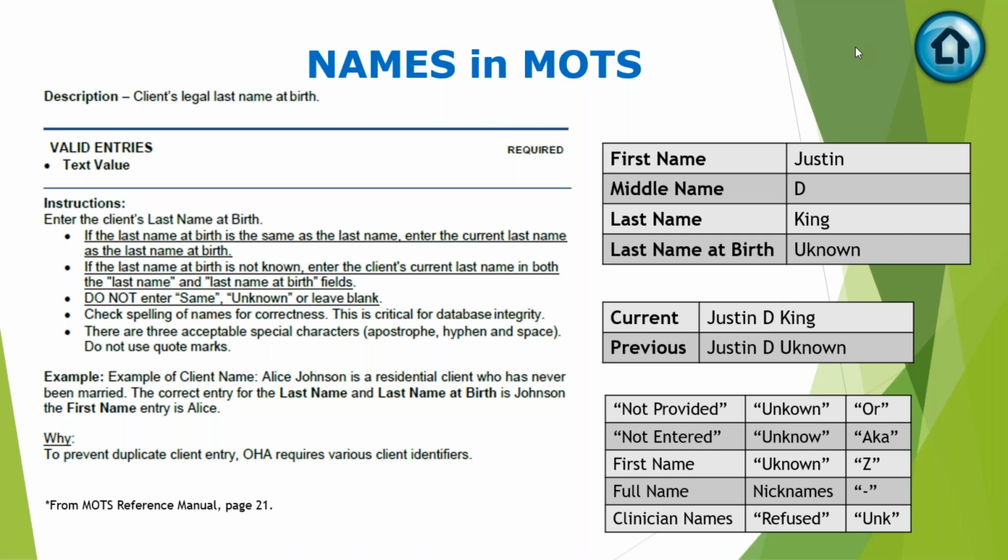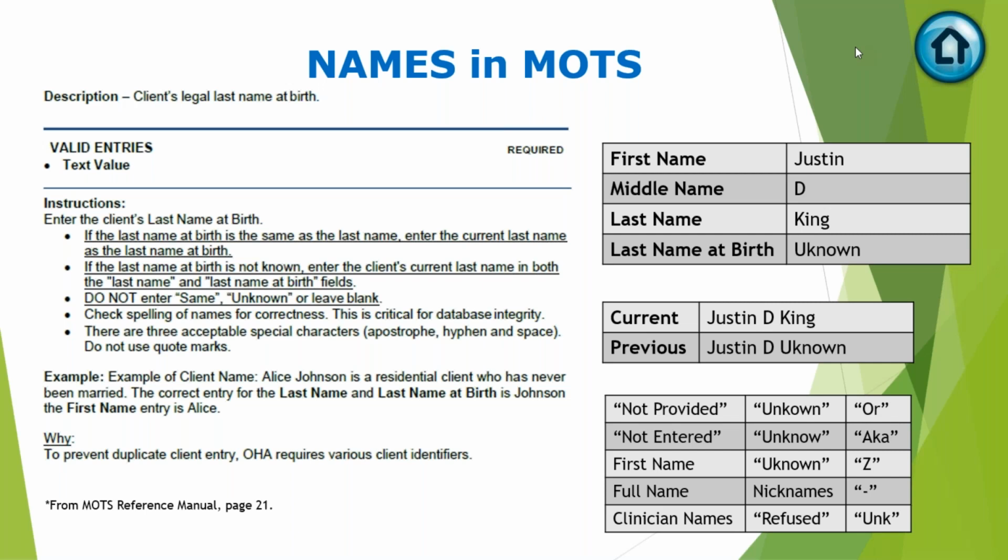But recently, we've had an increase in instances of misspellings of unknown being submitted in the last name at birth field. And we don't know if this is a mistake or a deliberate attempt to force these entries in, but either way, it causes problems. Two of the tables that you see on the slide show an example of what happens.